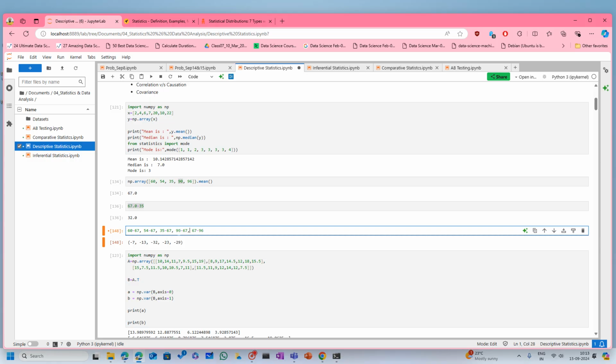So if you do this calculation, you will get the mean deviation, and to that mean deviation, you divide by the total number of values. How many values are there? Five scores are there.